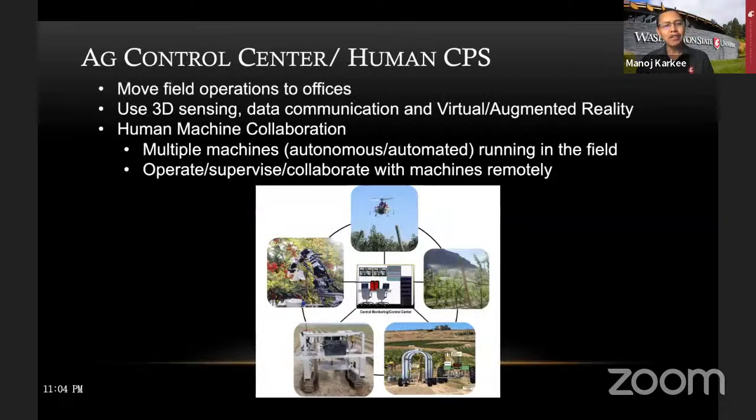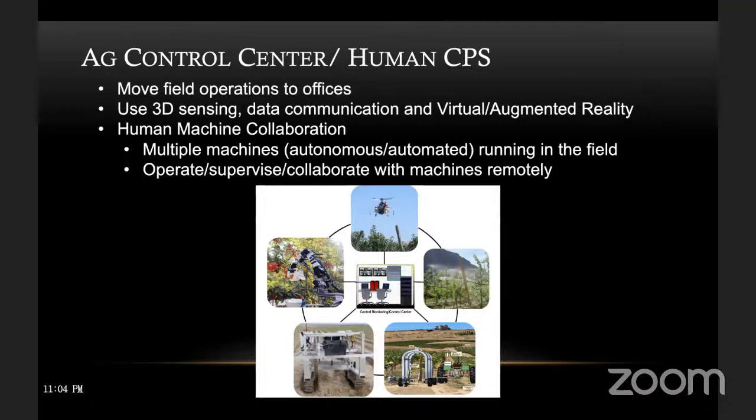And finally, as many of these automated robotic machines make their way into farming, I think we can go into this concept of an agricultural control center, a human cyber-physical system concept, where operators, supervisors, and people involved in farming would primarily be overseeing the operation from a distance. It could be offices or even a tractor or truck that is parked outside of the farm.